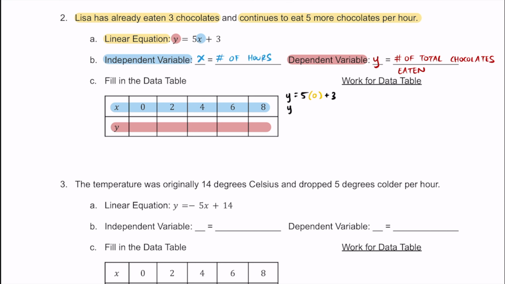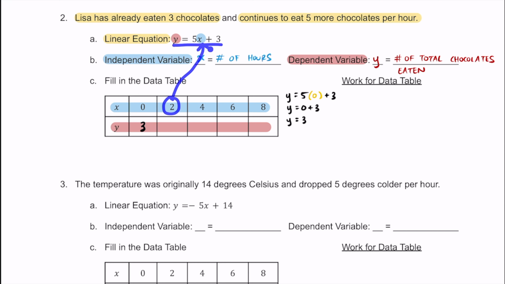5 times 0, that's going to be 0, so she's eating 0 chocolates here, plus the 3 she already ate. 0 plus 3 is going to be 3, so if no more time goes by, she's still going to have 3 that she ate.